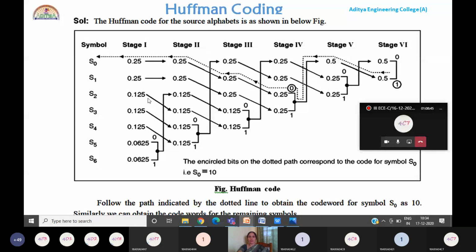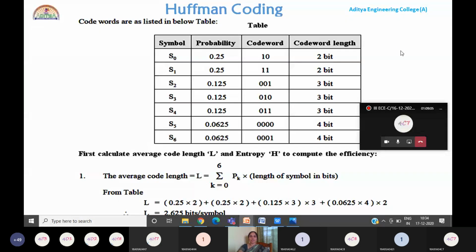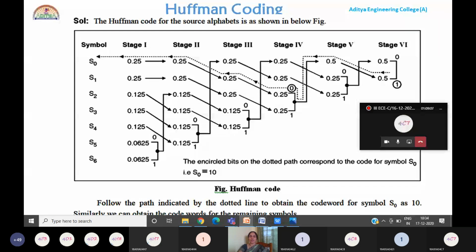So here S2 0.125. Next it is moved here. It's moved here. It stays at stage 3, but it is assigned with a value of 1. Okay. So next it is moved to 0.25. Next 0.25. So you have 1, 0. Next 0. So what will be the code word for S2? What is the code word for S2? Zero, zero, one. Okay, please wait.